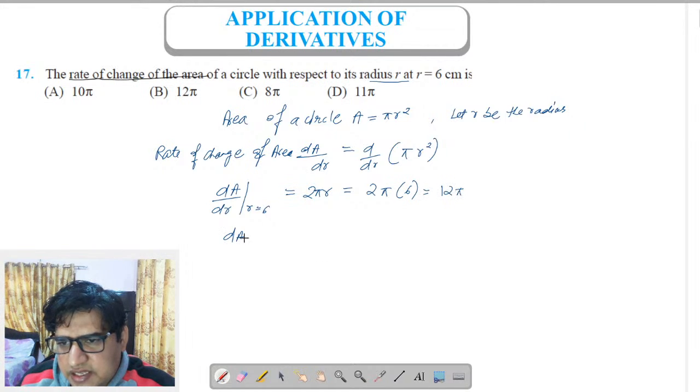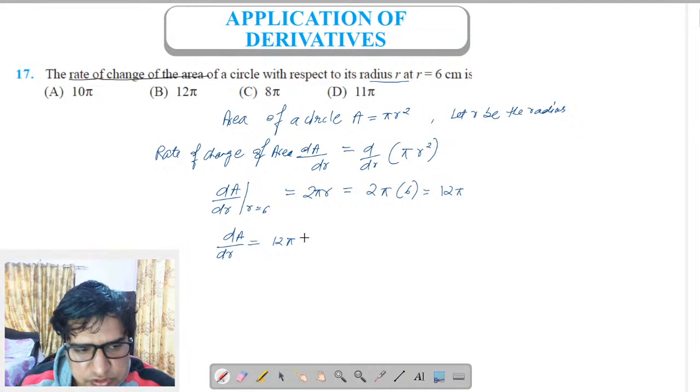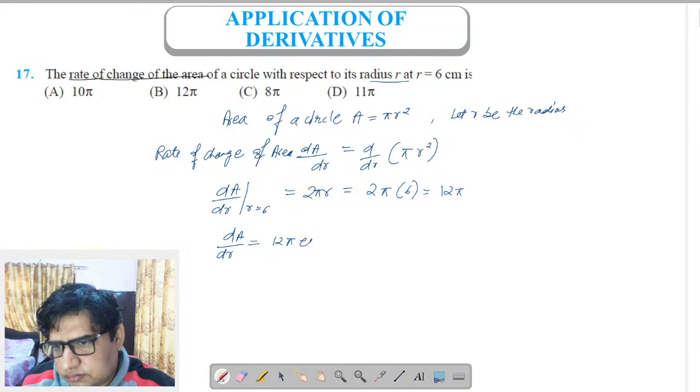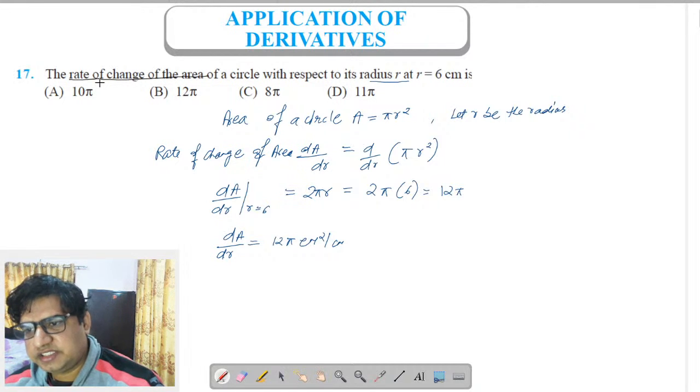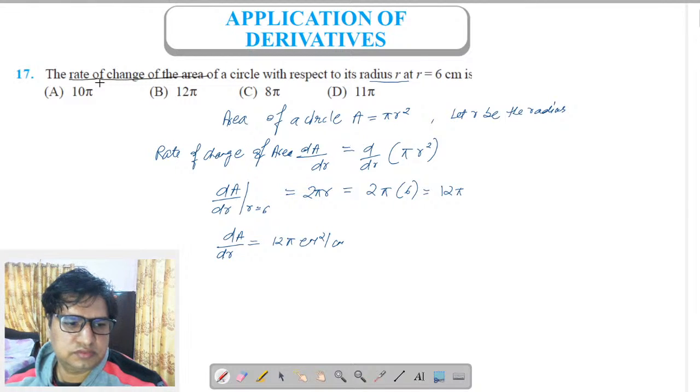So dA by dr is 12 pi centimeter square per centimeter, because that is dA by dr, okay. So in this way we can solve this type of questions, and as you can see, this type of questions are not very difficult to solve, okay.